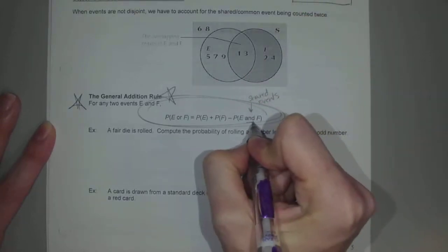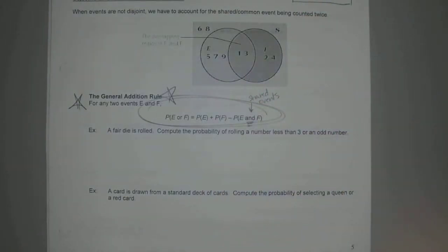So notice it says "and," not "or," okay? It's what they share. So in this one, we'd have the probability of E, which is 5 out of 10, plus the probability of F, which is 4 out of 10, minus the probability of E and F, which is 2 out of 10, because they share 2 things. And we would get the probability of getting something in E or F, all right?